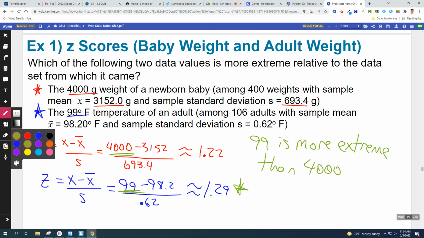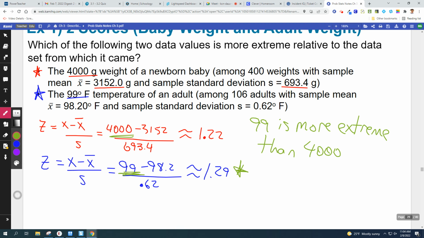Now, keep in mind, you can't really compare the number 99 with the number 4,000 because it's two completely different contexts. But within each of those different things, the red example and the blue example, you can tell that the blue one, the 99, is more extreme because its z-score is farther away from 0.